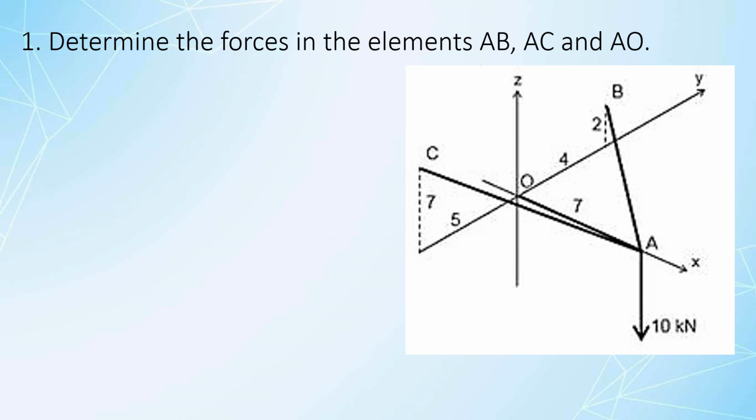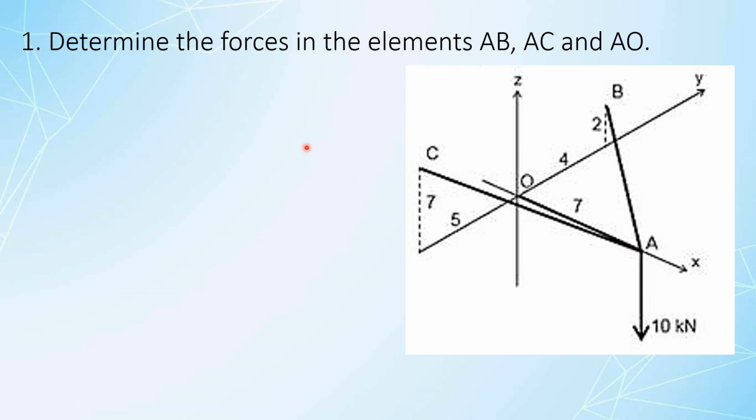Here the figure is given. Determine the forces in the elements AB, AC and AO. In the figure you can see point A and there are three elements AB, AC and AO. And we need to find out what are the forces in these three elements. And if you closely observe the figure, you can see one more force, that is 10 kilonewton acting at A.